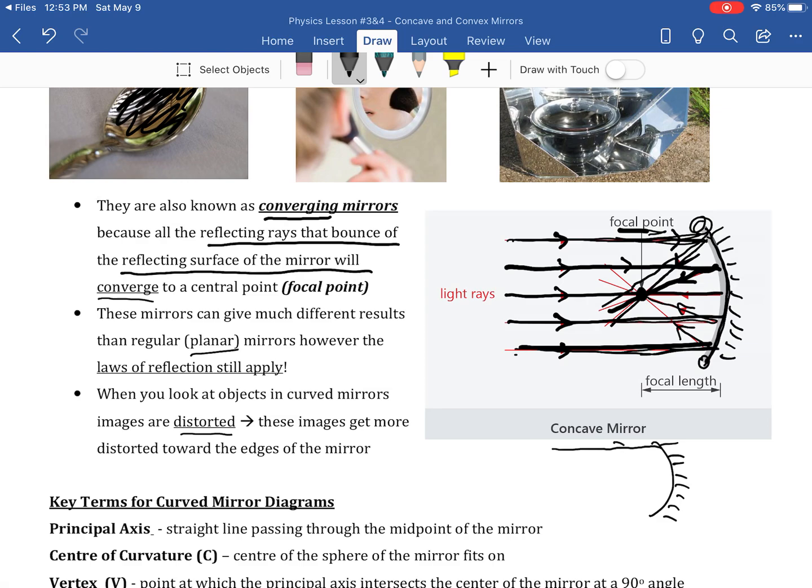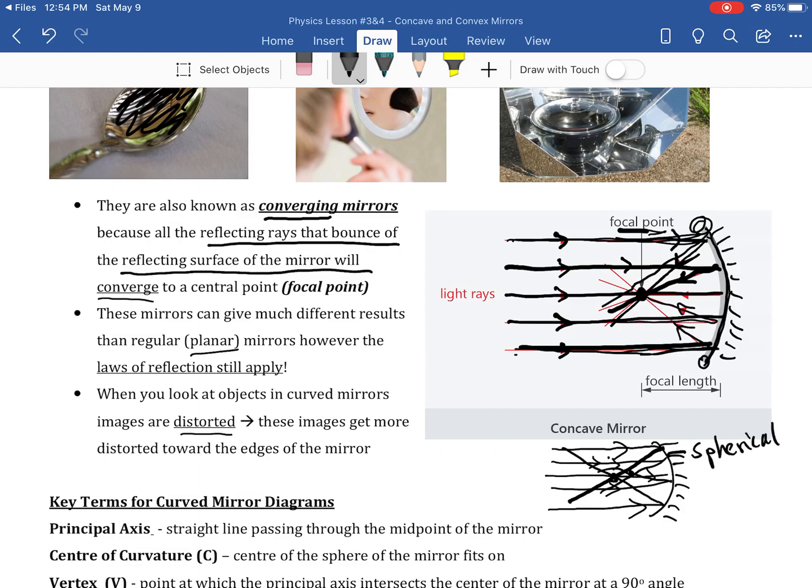If an incident ray comes in towards the edge of the mirror, they're supposed to reflect back all at the same point. So the ones coming towards the middle of the mirror might reflect straight back at the focal point. But the incident rays hitting the edge of the mirror might just be slightly off. They might not converge right on the focal point. They might converge over here. That's what creates a little bit of a distorted kind of image, and that's called spherical aberration.